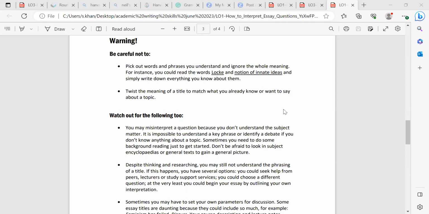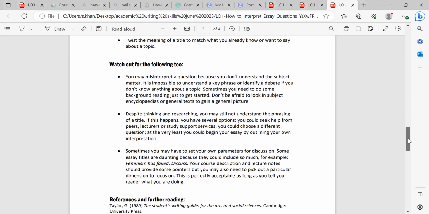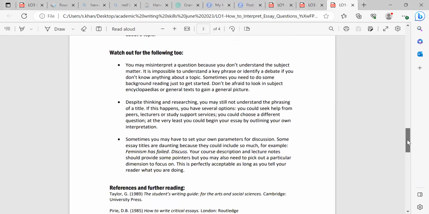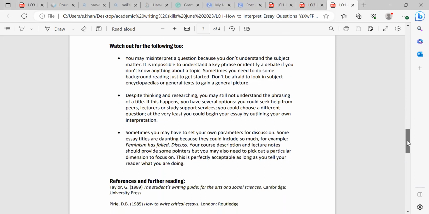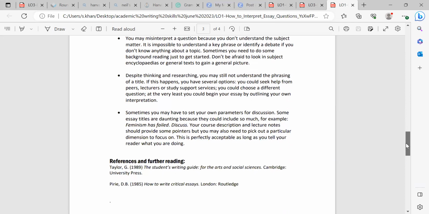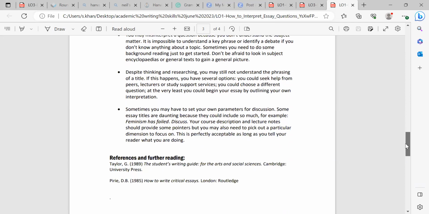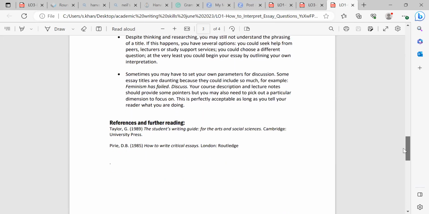Watch out for the following two. You may misinterpret a question because you don't understand the subject matter. It's impossible to understand a topic, key phrase, or identify a debate if you don't know the background. Sometimes you need to have some background reading to get started. Don't be afraid to look into subject encyclopedias or general texts to get a general picture.